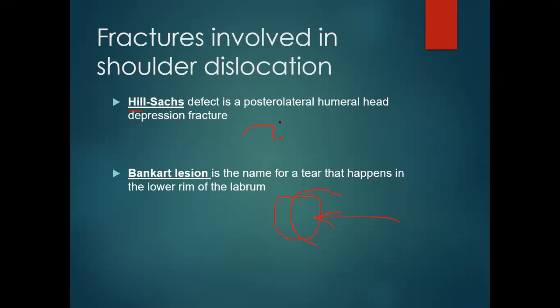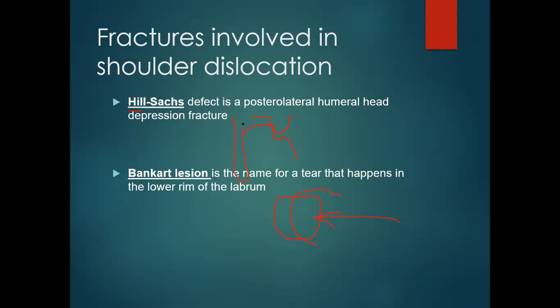So when the humerus slams back into that acromion process, the acromion process is kind of hanging over the top. It can depress part of this bone. It's called a depression fracture, and that's a Hill-Sachs deformity. Then the Bankart lesion sits here.